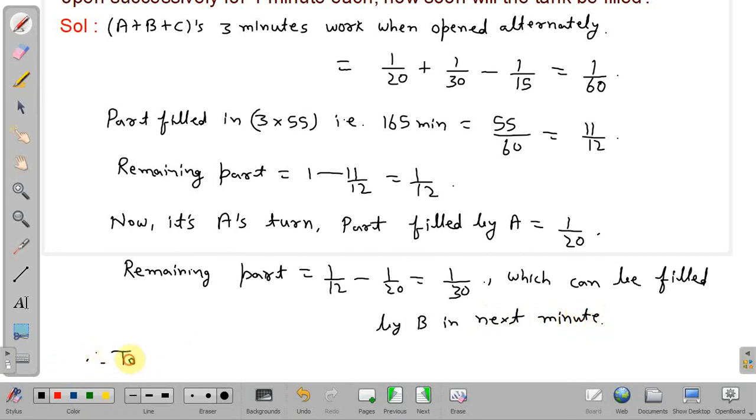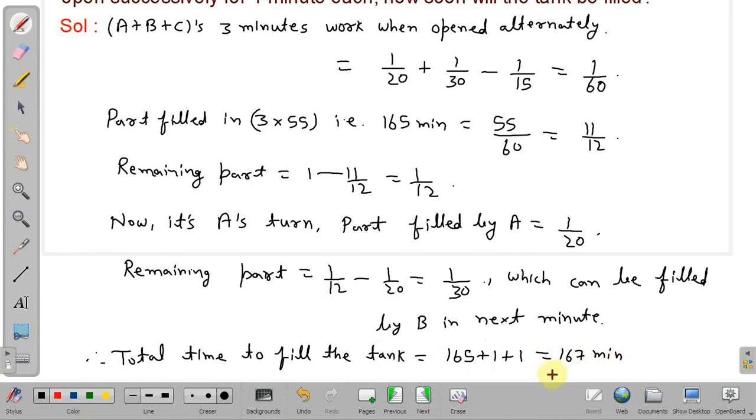So what will be the total time? Therefore the total time to fill the tank will be, see, 165 minutes plus 1 minute for A and 1 minute for B, that is 167 minutes, and in hours you can write 2 hours and 47 minutes.